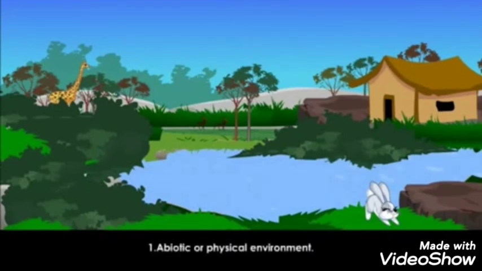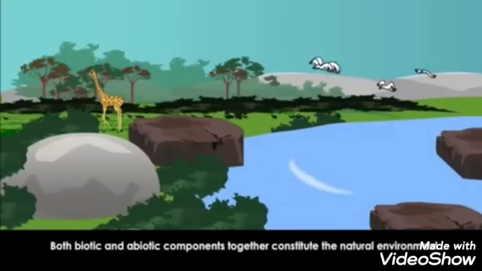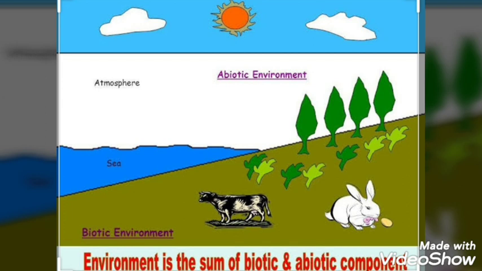Abiotic or physical environment, that means the world of non-living elements. Then there is the biotic or biological environment, that is the world of living organisms. So both biotic and abiotic components together make up the natural environment. That means we can say that environment is the sum of biotic and abiotic components.